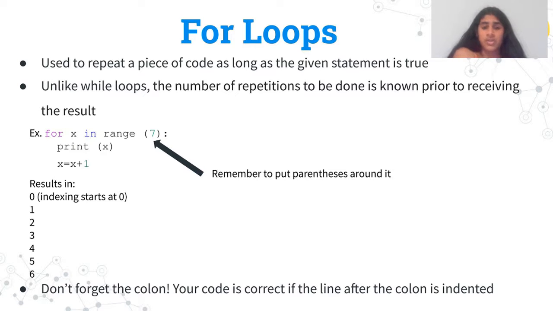So it started by printing 0. And then x equals x plus 1. So now it became 1. 1 is still in the range, 2 is still in the range. And finally, we get to 6, which is in the range, so we print it. But when we do plus 1, we get 7, which is not in the range of 7. So the program will stop.